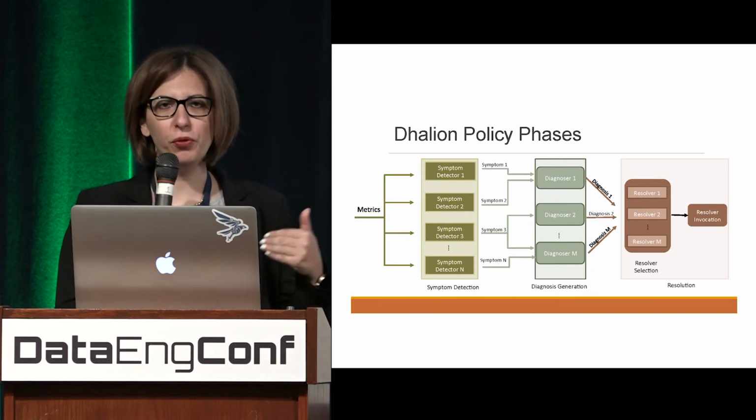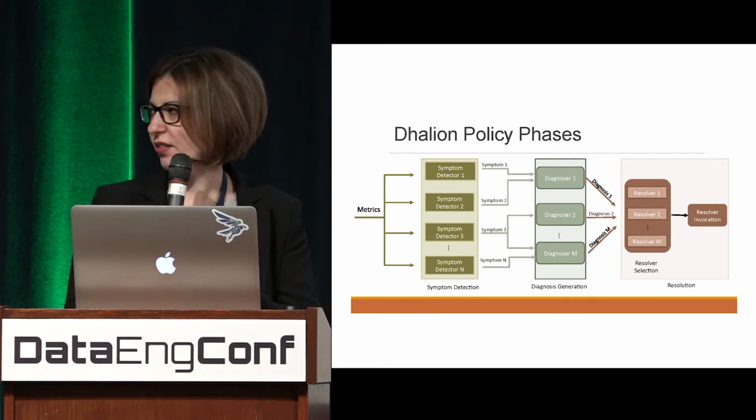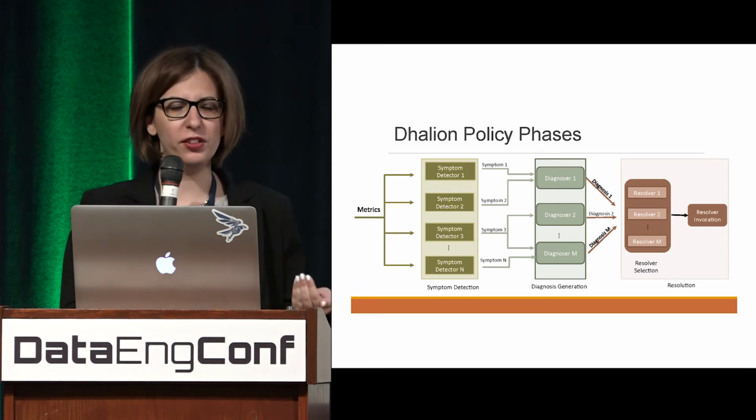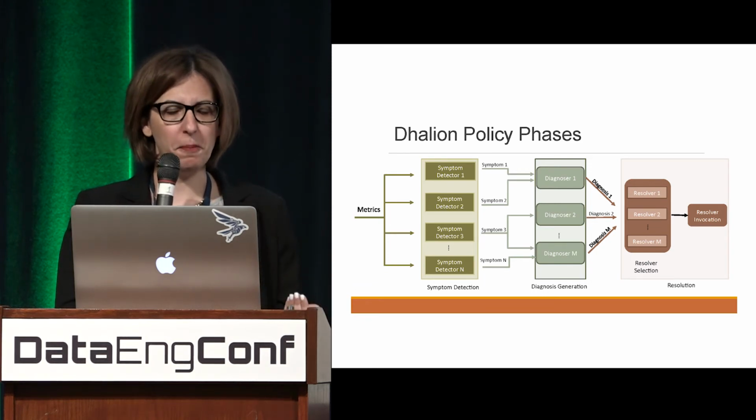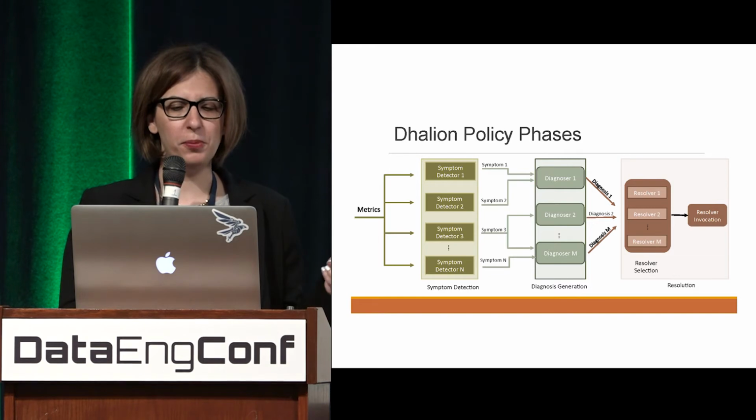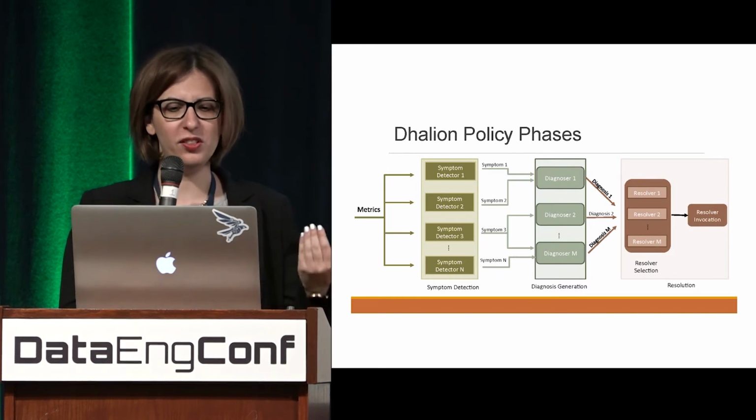For example, if we see back pressure in Heron, as Ashvin mentioned, it means that some component cannot really process the load as expected, and that's a symptom that something might be wrong. We don't know exactly what it is, but it's a symptom.